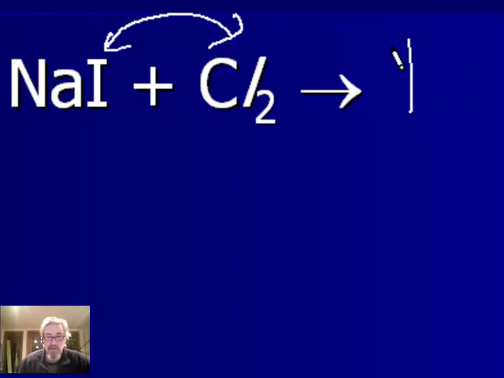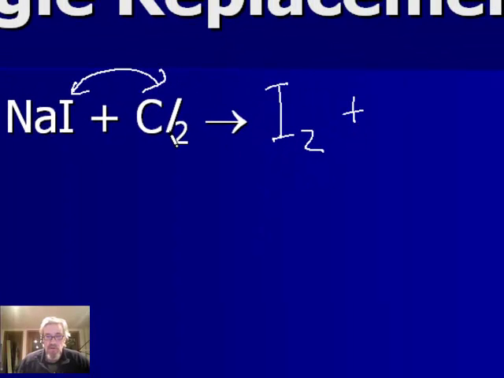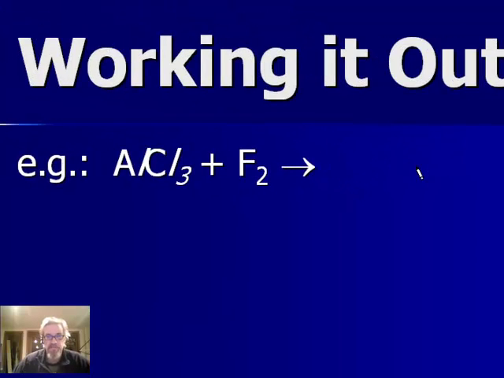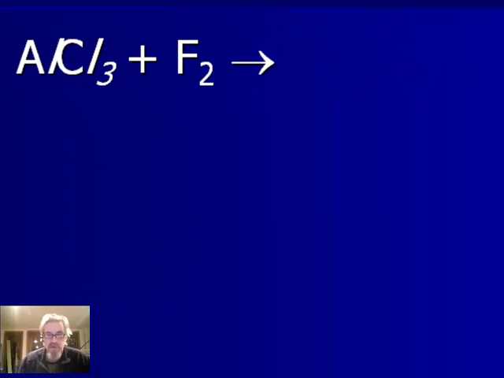That means iodine is going to be by itself, and iodine's diatomic, so it's I2. The chlorine is now going to become part of a compound with sodium. Sodium is 1 plus, chlorine's 1 minus, so NaCl is the compound. This isn't balanced, but a 2 here and a 2 here balances. You try this one. Well, here's your answer.